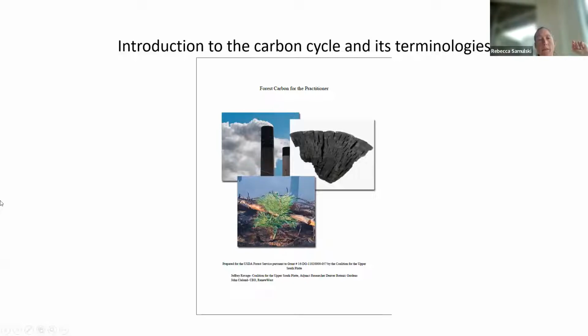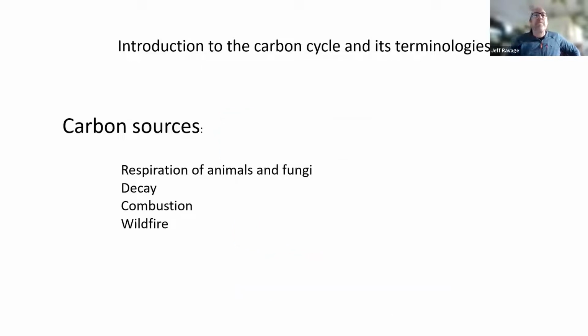smokestacks and coal and tree. And then the third thing is the white paper, and the white paper is carbon for the practitioner, so it's for people like us, to bring us up to speed on what's going on with carbon, how it works in the environment, and how forests interact with it, and how we might be able to use forestry to help stabilize our climate and thereby eventually save the human race. So, going to the next one.